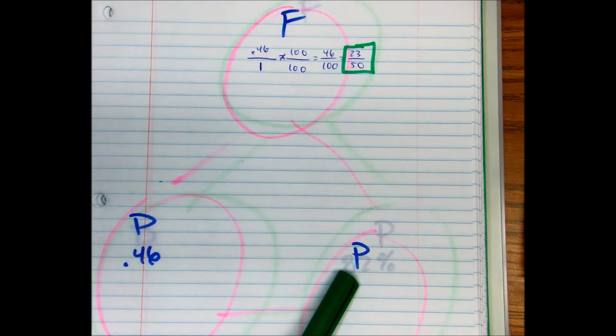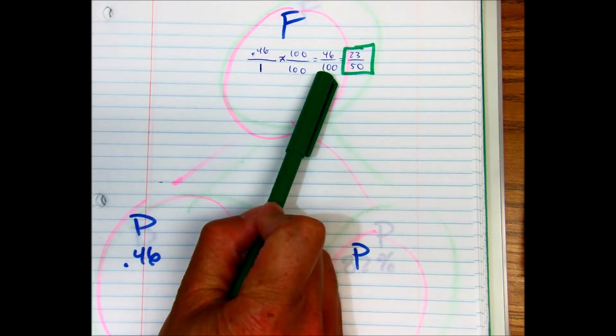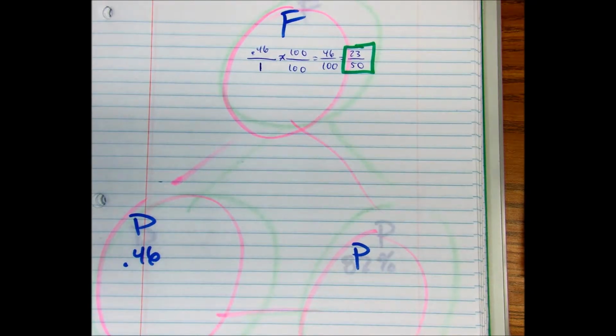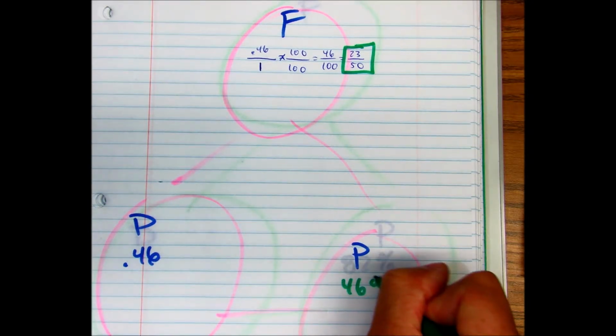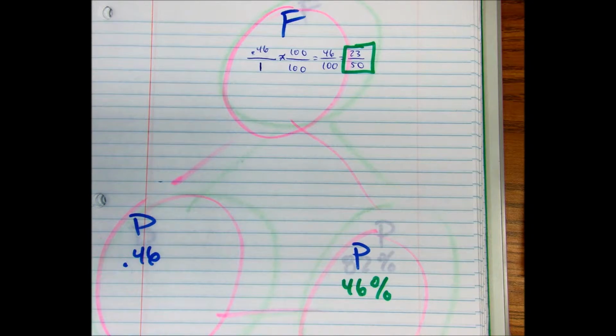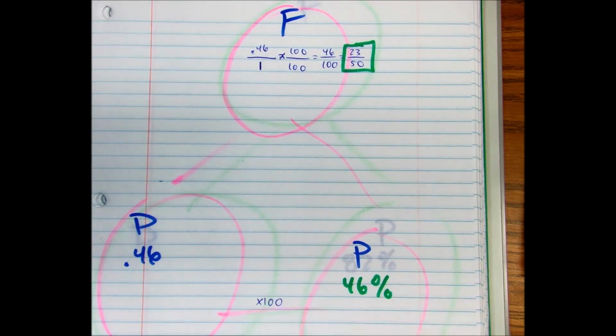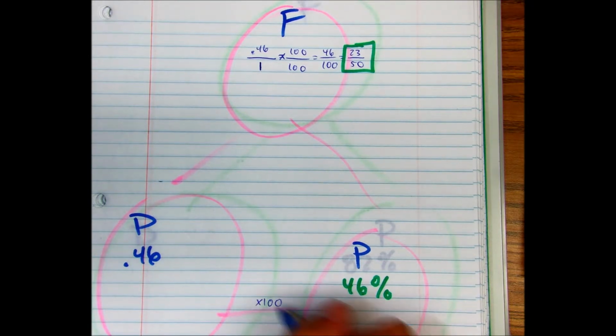Now to go to percent, out of 100, you already have that here, 46 out of 100. So your answer would be 46%. Remember, to go from here to here, you would just multiply by 100, or in some ways, you can just divide this number by 100 if you're going in this direction.